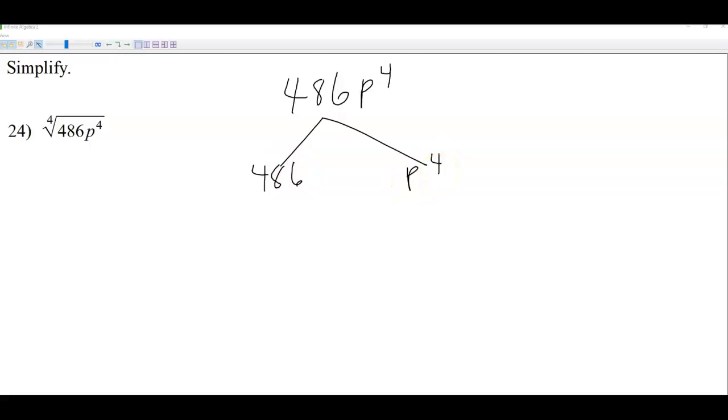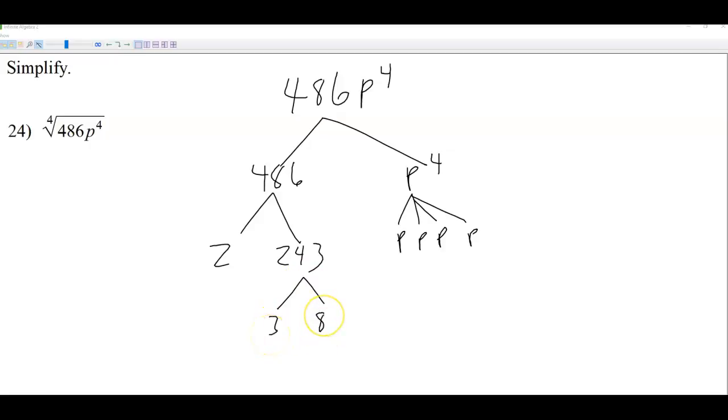Now, obviously, p to the 4th means you just have 4 p's that are being multiplied together, right? 486, we got to break apart by multiplication. I know 2 will go into that because all those numbers are even, so it's going to be 243. 243, that's not a very friendly number, but I think it can be divided by 3. Let's see. 3 goes into 24 8 times, and then 3 once. Okay, there it is. And then 81 is 9 times 9. And then 9 is 3 times 3.